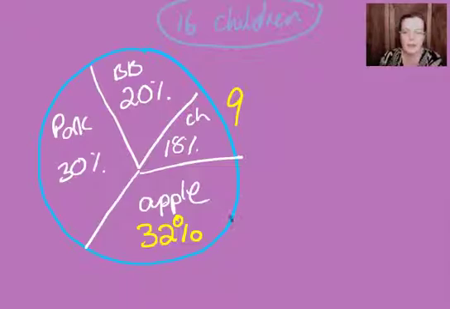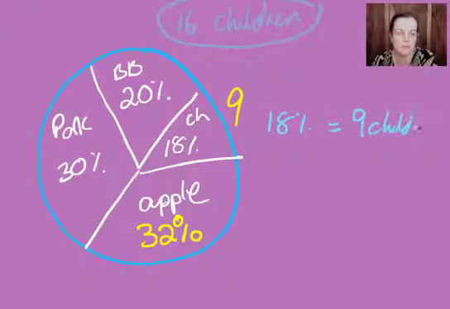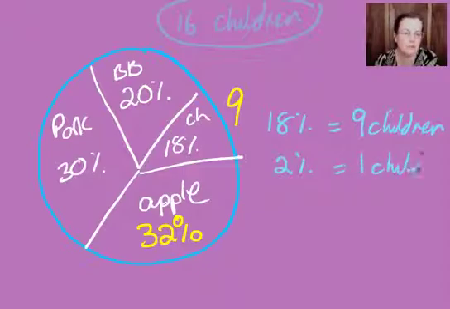We'll go back to our golden rule. We know that 18% equals 9 children. And therefore we can find out that 2% equals 1 child. There's our first find one. Happy? We divided that side by 9. 9 divided by 9 is 1. We divided that side by 9. 18 divided by 9 equals 2.